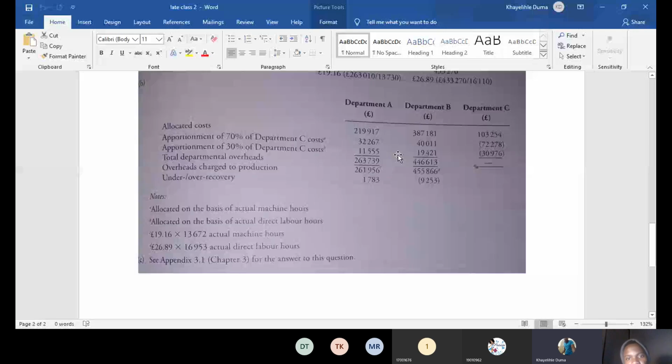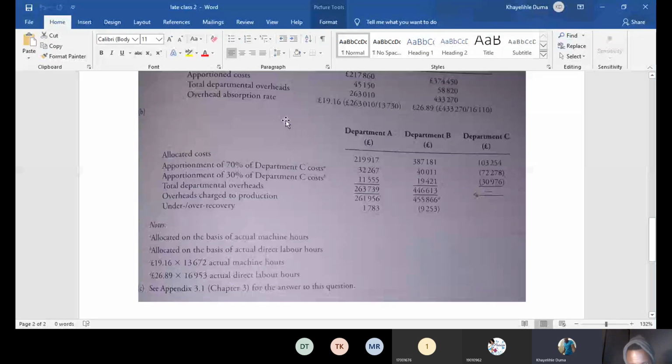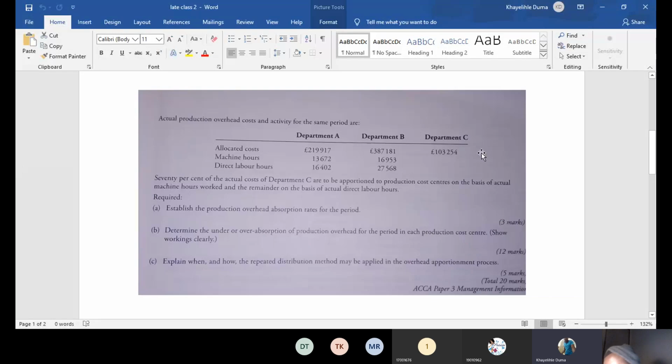Then you start by production A, you get this total. Production B, you get this total. C, you reapportion, then you can come in minus. But let's focus here. B is saying to determine the under or over recovery of production overhead for the period in each production cost center. The reason why they are not including the service department center is because you have to reapportion it back. So how are you going to do it? You are supposed to calculate your.